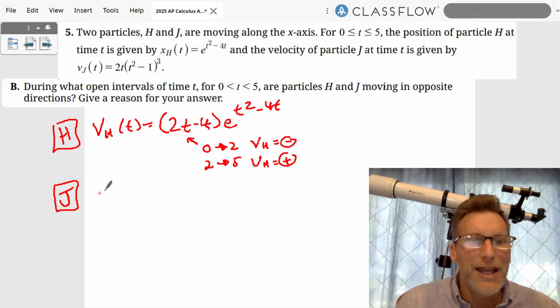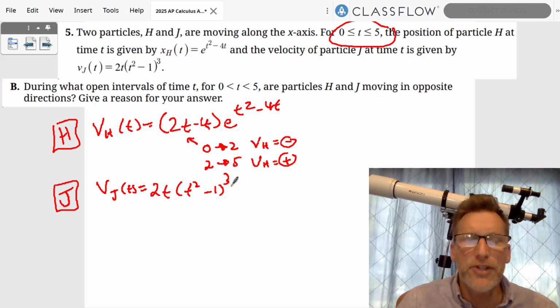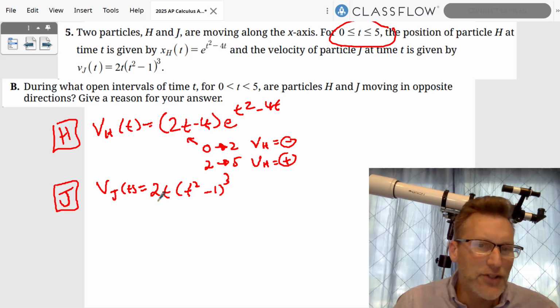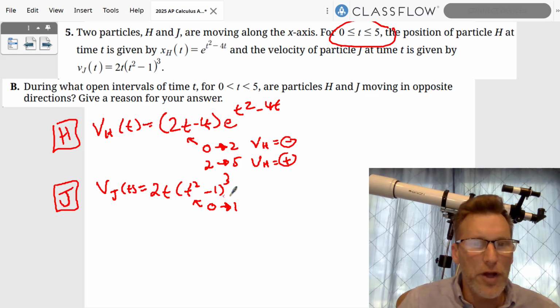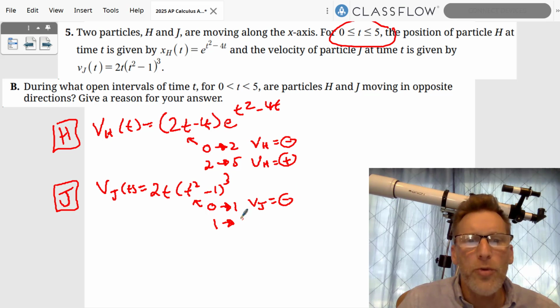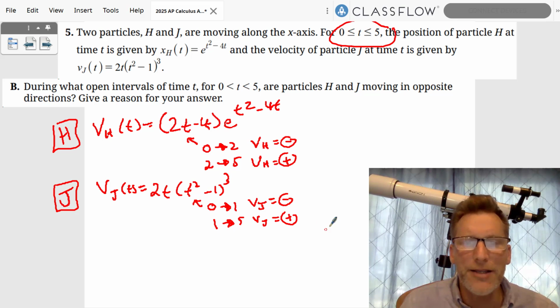Now let's examine J, the velocity of J with respect to time. They gave us that function up here, 2t times t squared minus 1 cubed. We're only looking at times from 0 to 5, which means the first t is always going to be positive, so it really doesn't matter a whole lot. You're going to really examine the second part. If t is between 0 and 1, the velocity of J is going to be negative. But from 1 all the way to 5, any number bigger than 1, the velocity of J is going to be positive. So this changes direction at exactly 1.